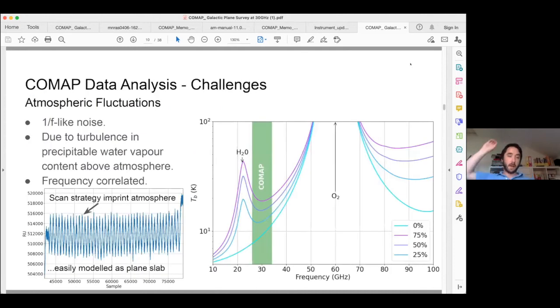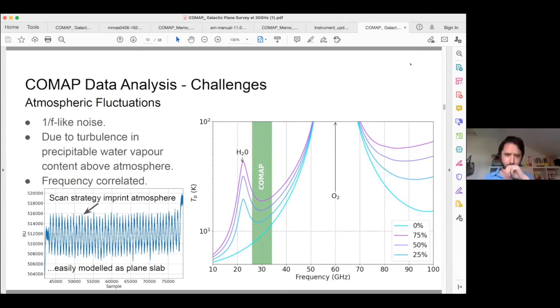So I'm going to look a little bit more in detail now at the nitty-gritty of our data analysis, or some of the data in general, and what problems we face. One of the main challenges for a ground-based observatory observing at 30 gigahertz is that we have to contend with the atmosphere, and more specifically, a specific content of the atmosphere, which is water, the H2O in the atmosphere. The precipitable water vapor specifically is the most difficult thing to handle.